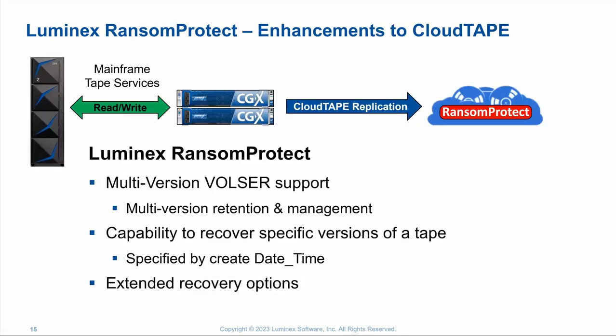So if you take the basic service and then say, well, actually, we don't want to replace a Vulsa. If we replicate a Vulsa into the cloud and there's already a previous version, we actually want to keep that previous version for a period. So multi-version Vulsa report support, plus management. And then add to that the capability to recover those specific versions of tapes. So if you have previous versions, you can roll back to previous versions. And you can do that with create date and time.